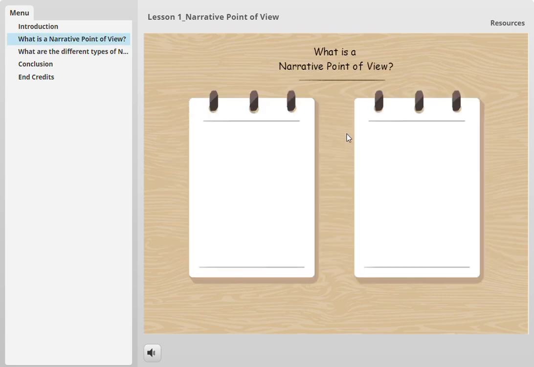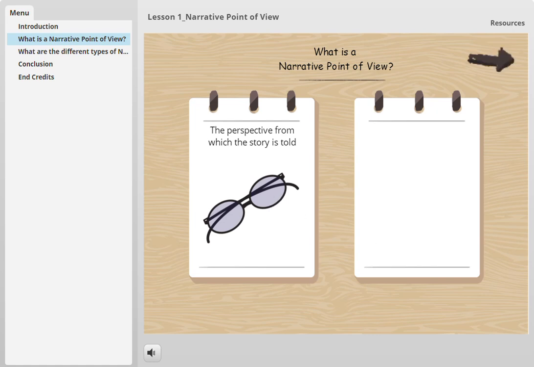What is narrative point of view? Narrative point of view refers to the perspective from which the story is told. It is based on who is telling the story.